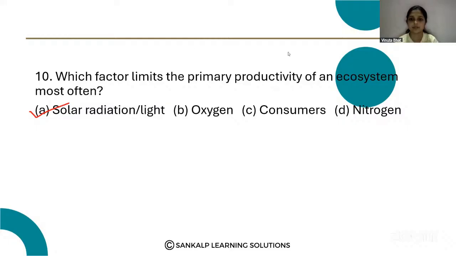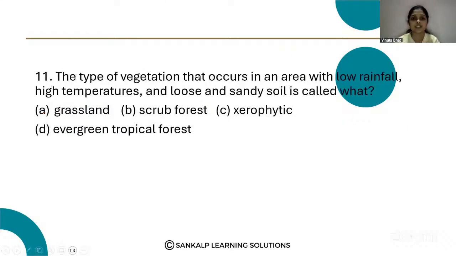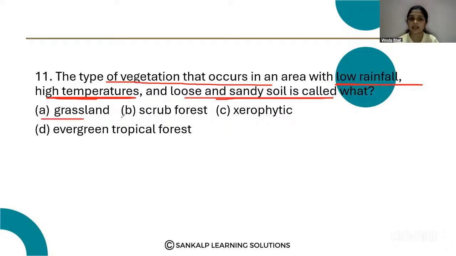Question number 11. The type of vegetation that occurs in an area with low rainfall, high temperature and loose and sandy soil is called as? So, the vegetation type, what is it called? With low rainfall, high temperature and loose and sandy soil, that is called as grassland. Grassland means where you can see more rainfall. And scrub forest, xerophytic, evergreen tropical forest.